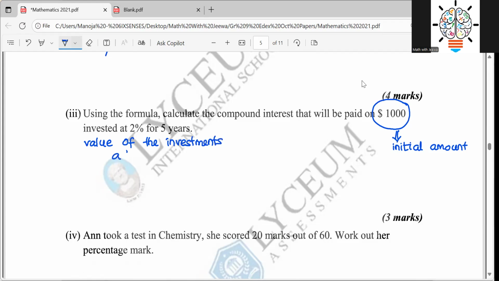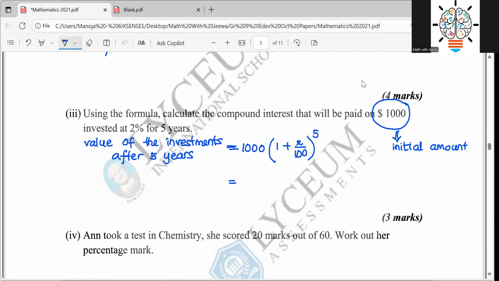After 5 years, how are we going to do that? You have the invested value, that is the P value, and inside the bracket we have 1 plus R, to the power N. R here is 2/100. Then to the power N means 5.